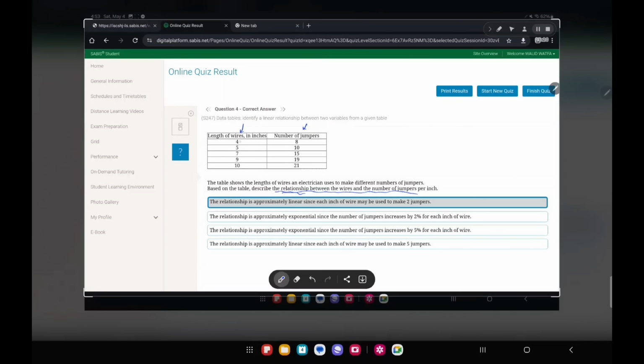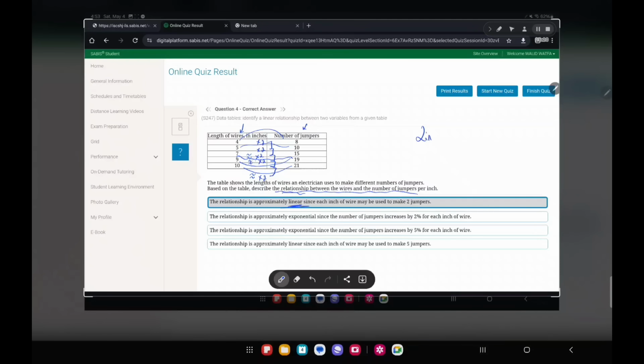So we have to look at what's happening between these two. Between 4 and 8, we multiply by 2. 5 and 10, again, multiply by 2. 7 and 15, it's not exactly multiplying by 2, but it's approximately, right? 9 and 19, again approximately multiplying by 2, and 10 and 21, approximately multiplying by 2. So we could say that we're almost multiplying by 2 everywhere, so it's approximately linear.